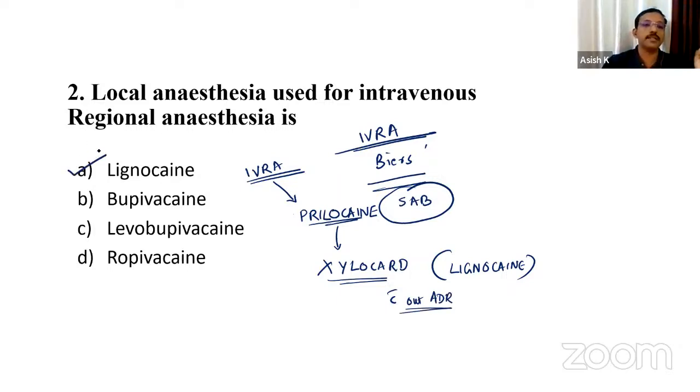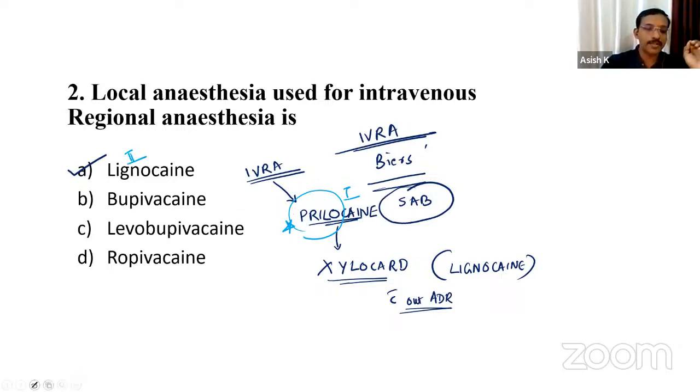So the answer is: the local anesthetic used for intravenous regional anesthesia is lignocaine without preservative or without adrenaline. Okay, that is most important. But if you have an option of prilocaine, then probably prilocaine would have been the first choice. If prilocaine is not there, it is always lignocaine without a preservative.